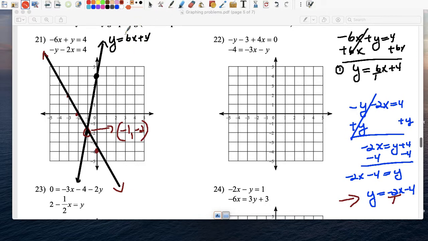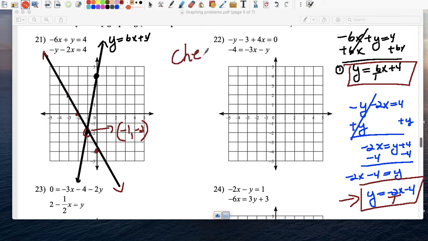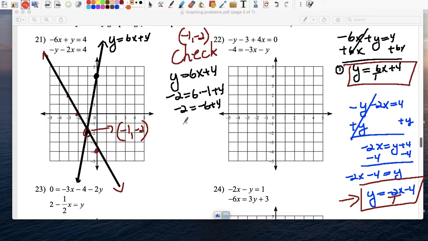So if you do our check, I'm going to use this equation right here. Let me write check, and right on top of the check, I'm going to write the point that I'm going to use. And the first equation, y equals 6x plus 4. Let me replace the y with negative 2 and this x with negative 1. Negative 2 equals negative 6 plus 4. Negative 2 equals negative 2.